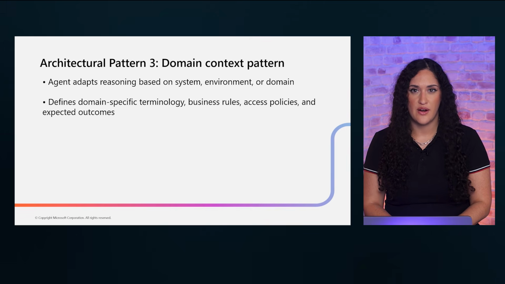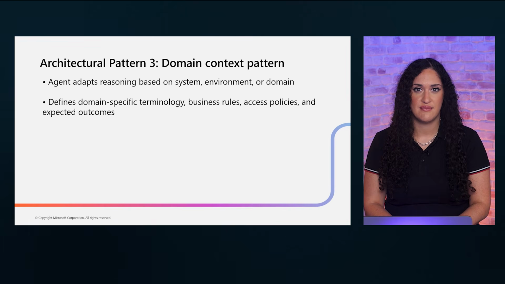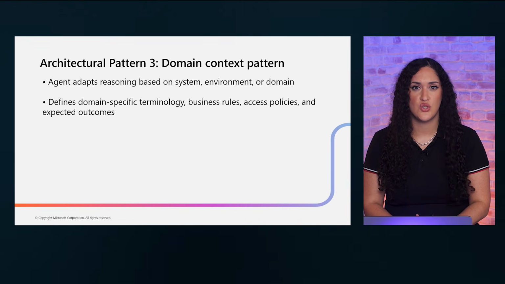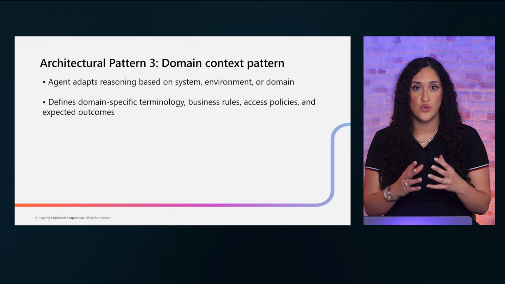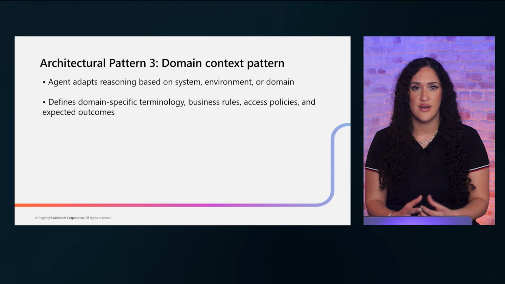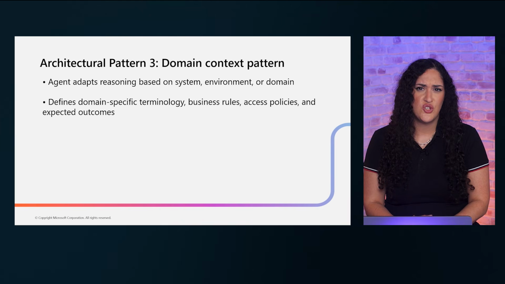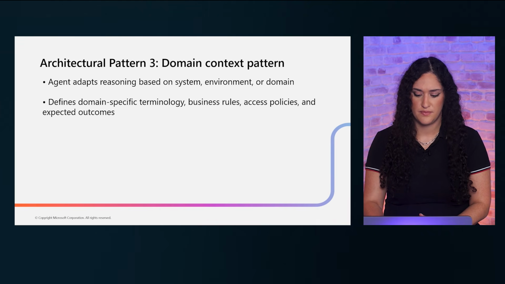The domain context pattern makes agents smart within specific business contexts. The agent adapts its reasoning based on the system, environment, or domain it operates in, using domain-specific terminology, business rules, access policies, and expected outcomes. The best practice is to externalize your domain context so it can be updated without modifying the agents. Store business rules and constraints in a configuration layer that the agent reads at runtime. This makes agents adaptable to changing conditions without redeployments.